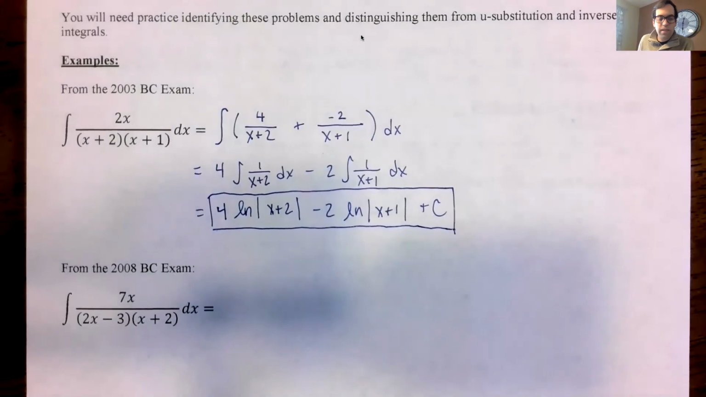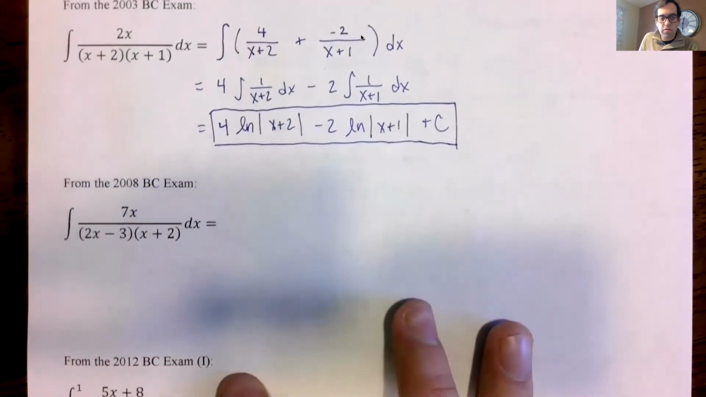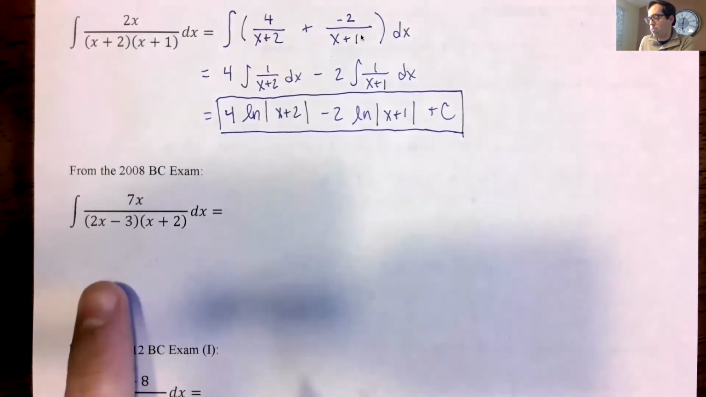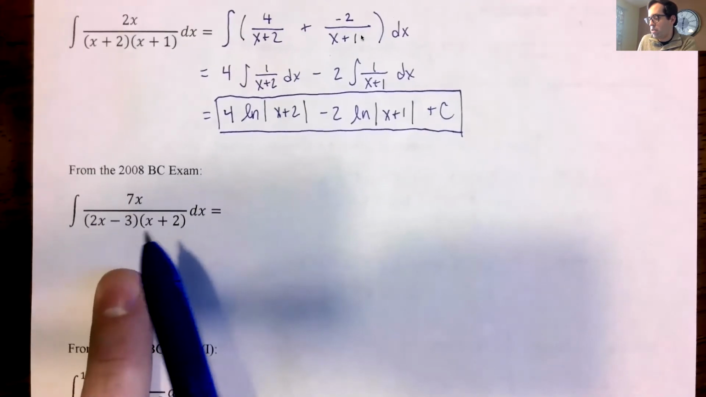Not too bad, right? All right, our next one is from the 2008 BC exam. 2008 is actually when I took the AB exam. I took the actual exam that year when I was in high school, but I never took BC in high school. My high school didn't offer it, but I took Calc 2 my freshman year of college.